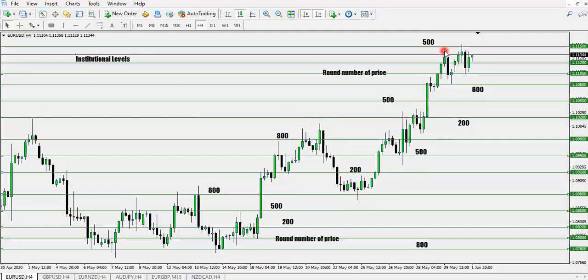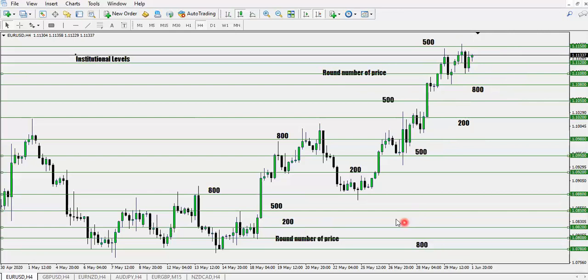And you can go ahead and do this on your phone, or you can do it on your MetaTrader, and you'll see the same results. This specific pair is Euro USD, but this can be applied to any price on any pair, and you always mark up the 500, the 800, the 200, or the round number, depending on what price is currently trading at.